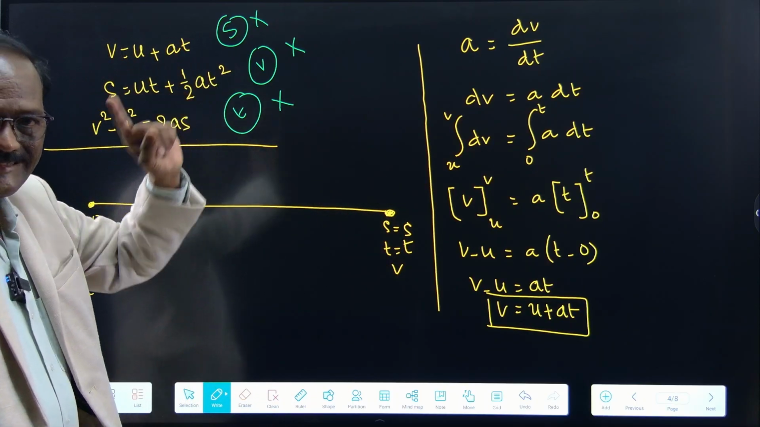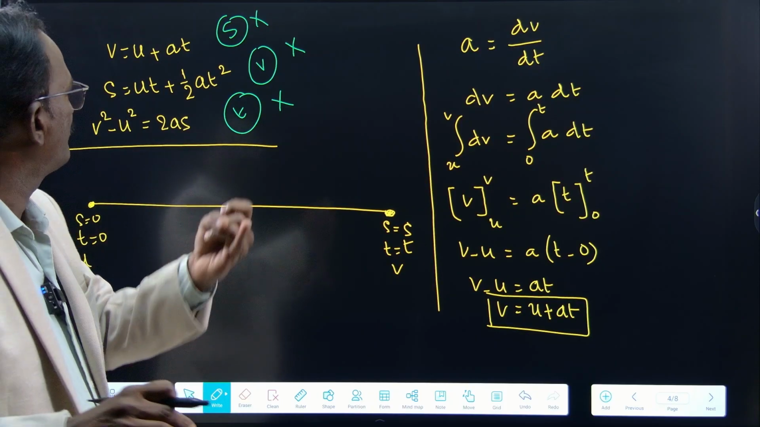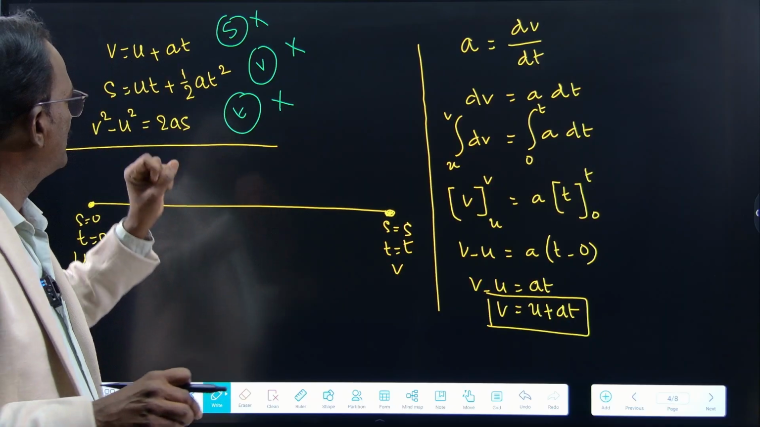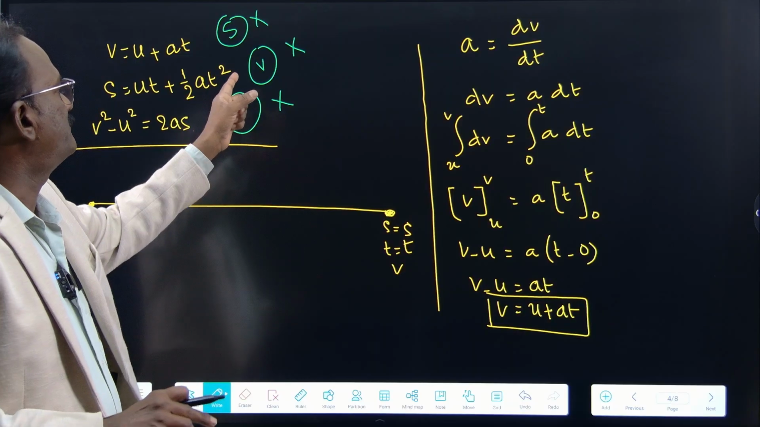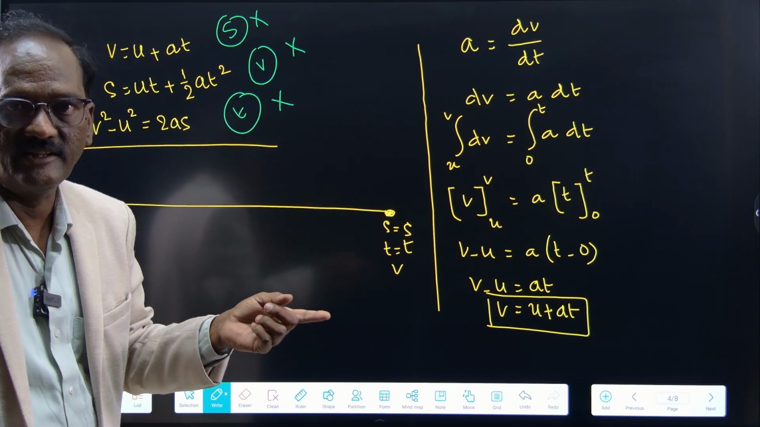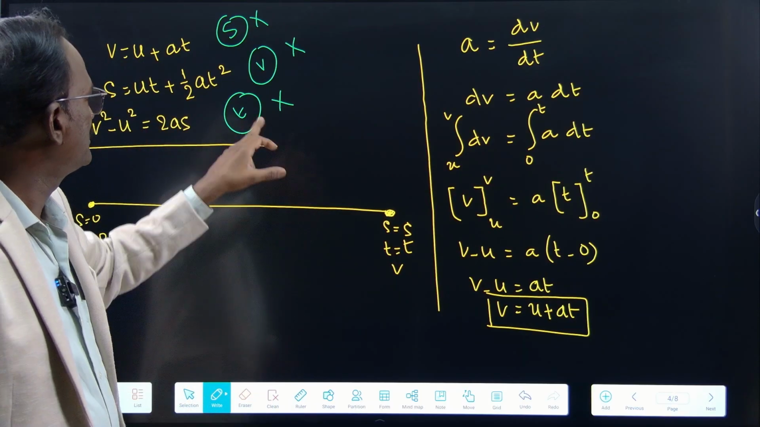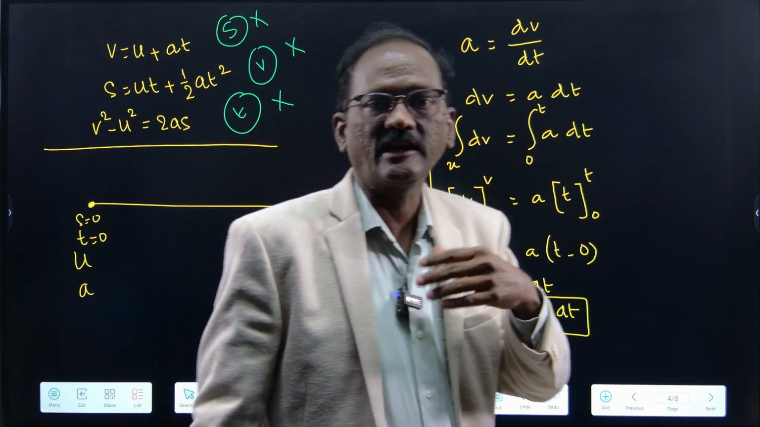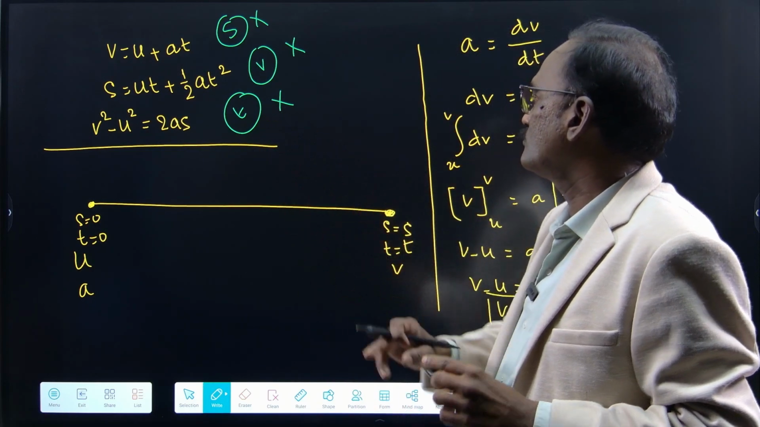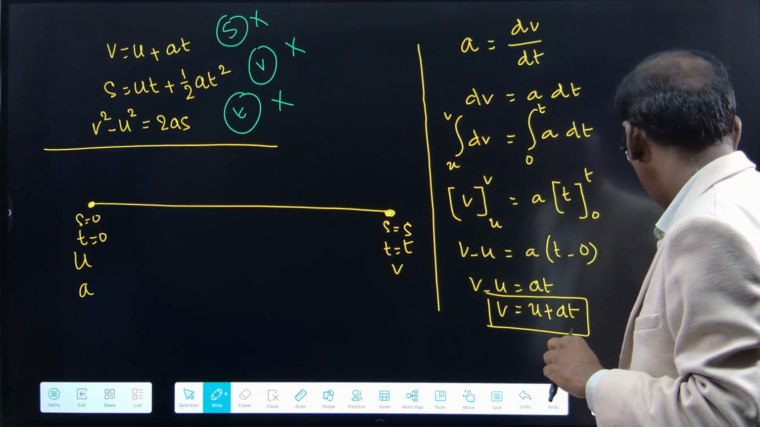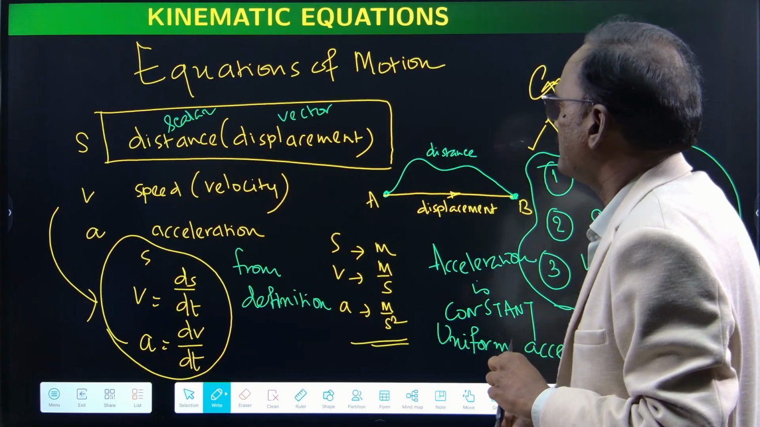If s is not in the data or not in the question, we will use the first equation. When you go and solve the problems, if v is not given and also v is not asked, we can use the second one. Similarly, if time is not given and time is also not asked in the question, we will use the third equation. So these are the derivations of the kinematic equations, right?